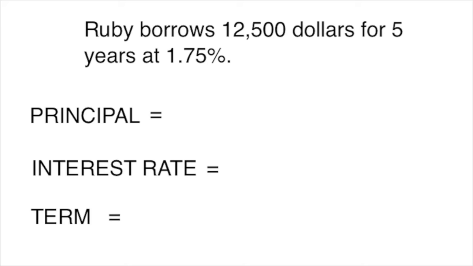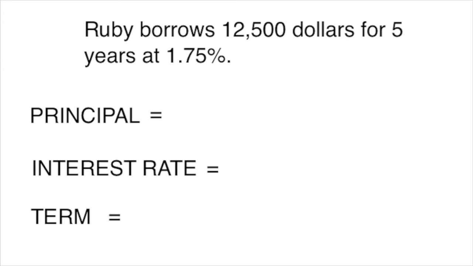So here's an example. Ruby borrowed $12,500 for 5 years at 1.75%. We need all those numbers to be able to work out a number of things, but for now, let's just see if we can specify which one of those is a principal, which one's the interest rate, and which one's a term. So the principal, we said, is how much money we started out with.